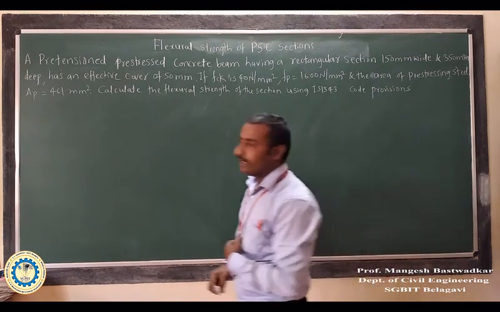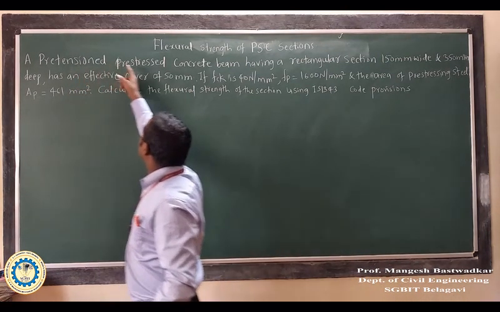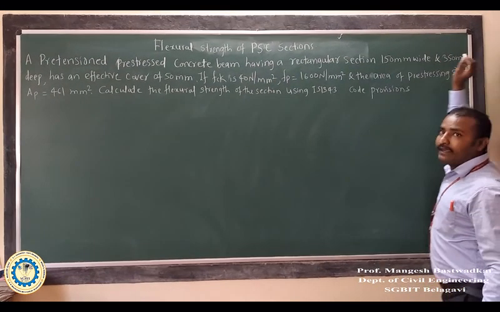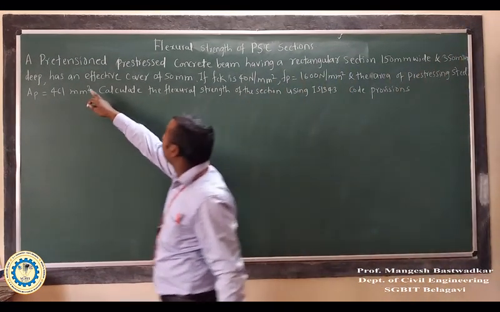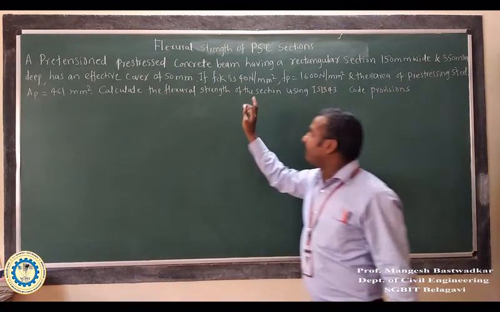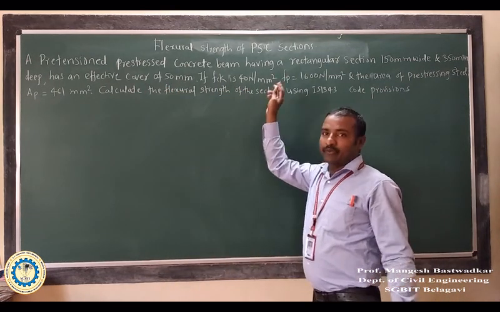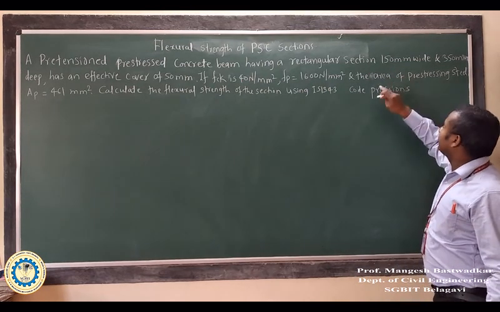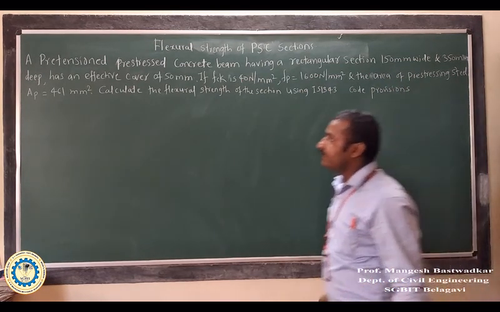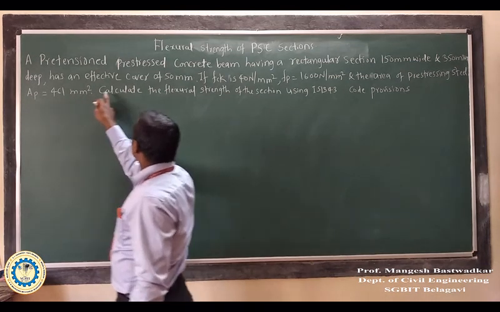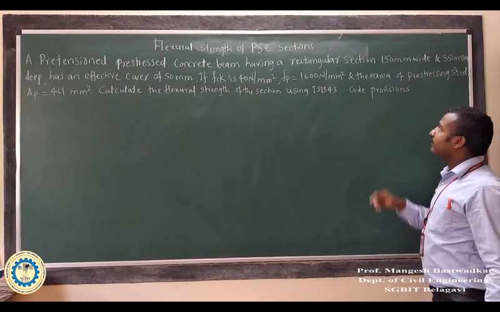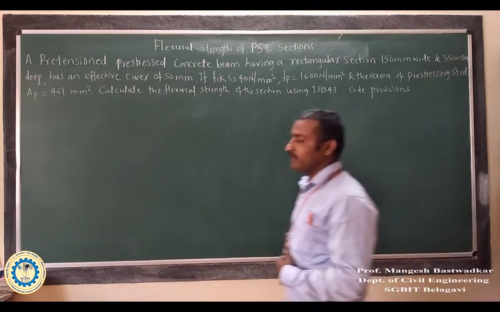I will read this problem. A pre-tensioned pre-stressed concrete beam having a rectangular section 150 mm wide and 350 mm deep has an effective cover of 50 mm. If fck is 40 N/mm², fp is 1600 N/mm², and the area of pre-stressing steel is 461 mm². Calculate the flexural strength of the section using IS 1343 code provisions.